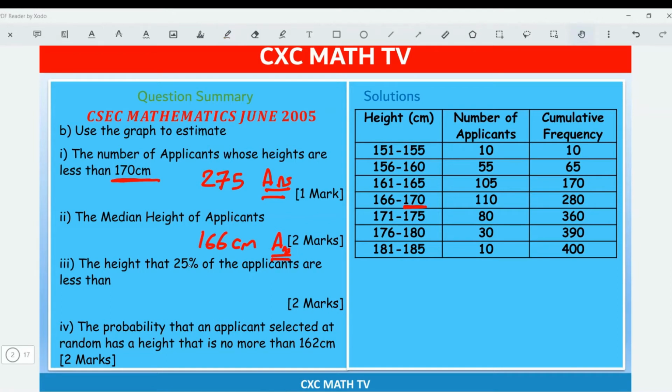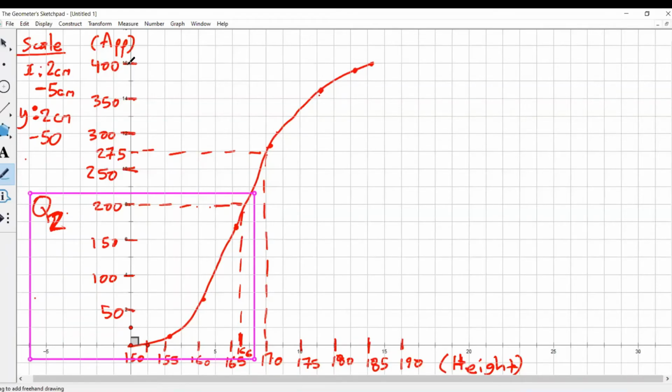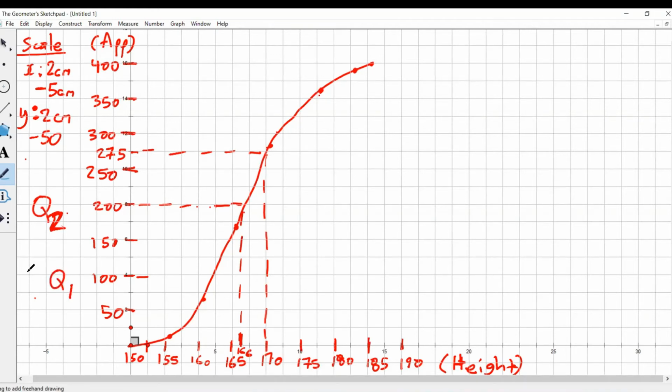25% of 400 is 100. So what you're going to do is go to your graph and look at the 25th position, which is 100 right here. I like to call the 25th position the 25th percentile. I like to call that the position of Q1. So this is the 25%.